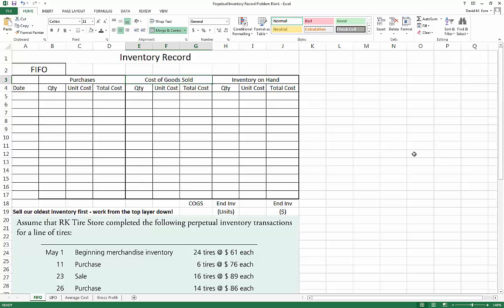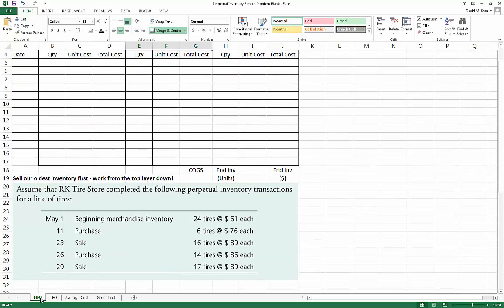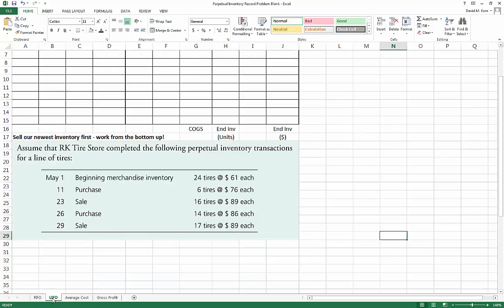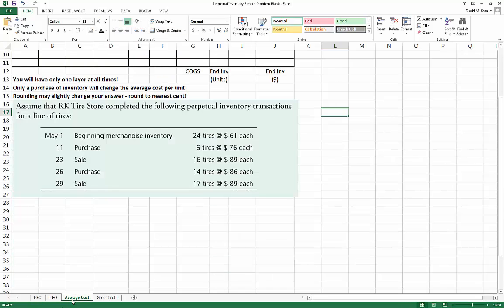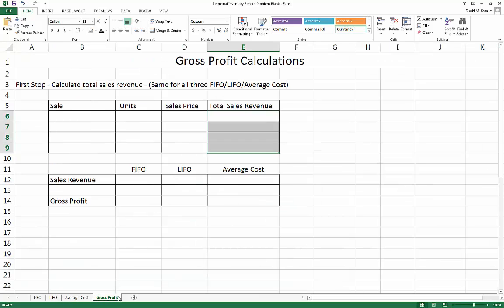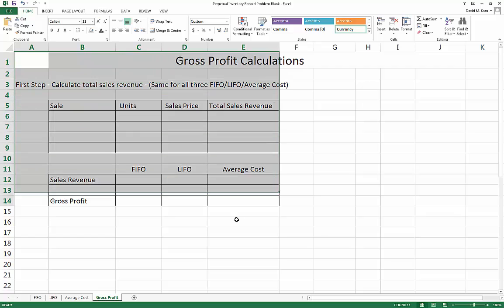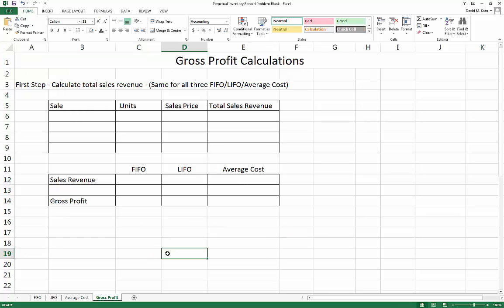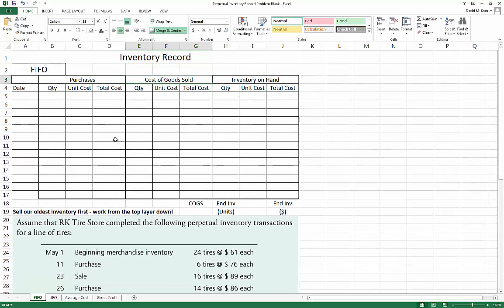Okay, so I put a little bit of data down here, and notice I have set up each of these three things. We have FIFO, then a tab for LIFO, then a tab for average cost. And then on a separate sheet, this gross profit calculation page is not an inventory record, it is separate. So remember, we will not use sales prices until we get to this particular tab here at the end. Okay, so let's take a look at FIFO and see how we do this.